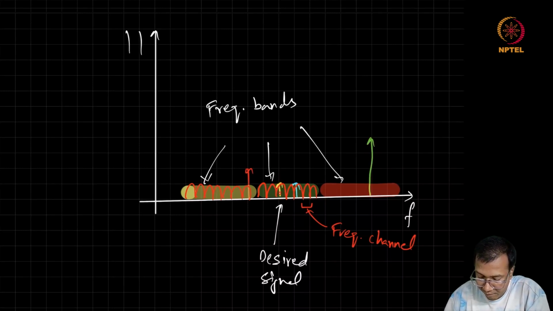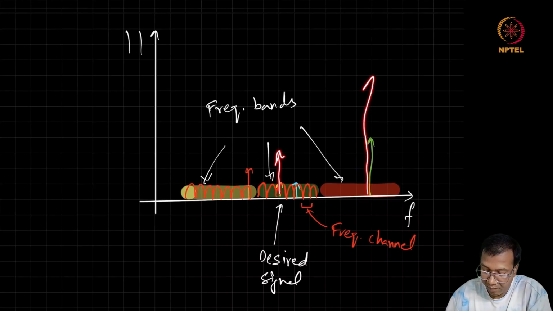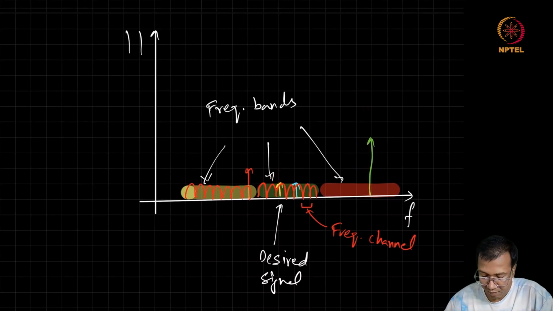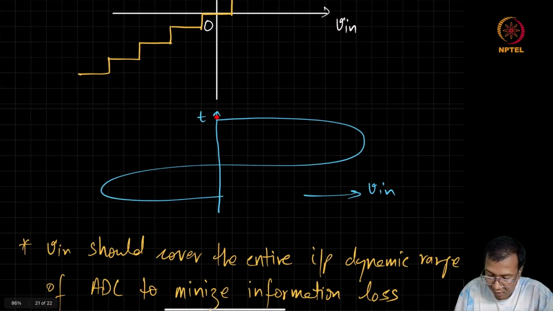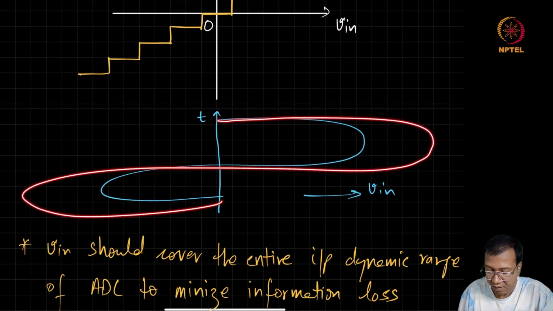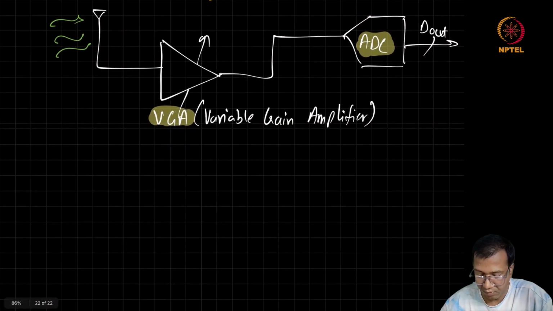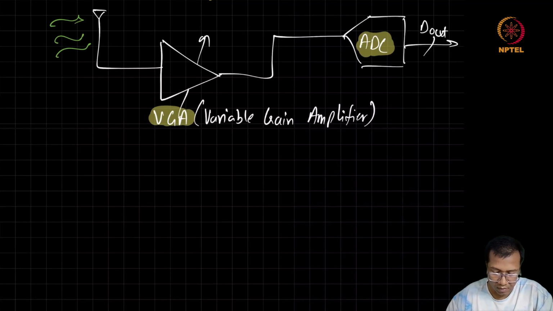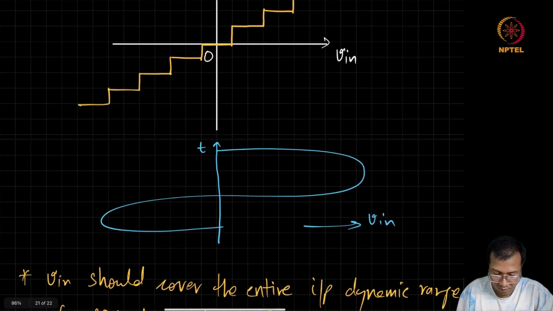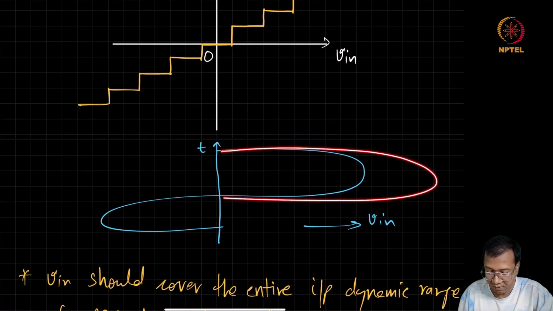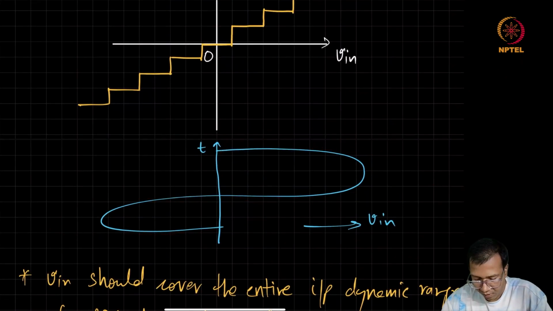Then when we are trying to amplify our signal, the undesired signal may actually get amplified by the same amount, and overall it is possible that their swing may exceed the dynamic range of the ADC. So the presence of the VGA and its operation can cause a big issue with the ADC itself. So what happens when we exceed the dynamic range of the ADC? Then the ADC will cause clipping at the output, and because of the clipping operation, we'll be losing information.